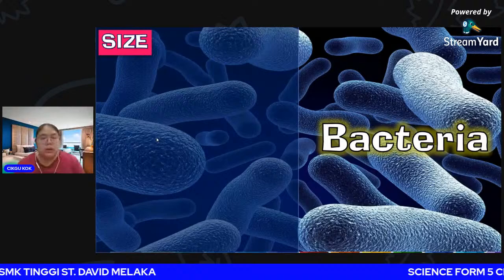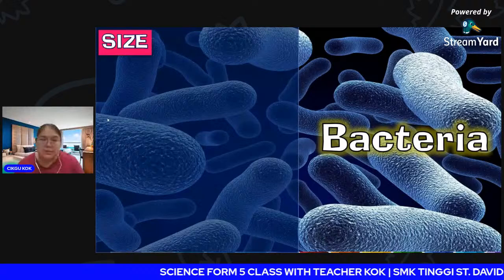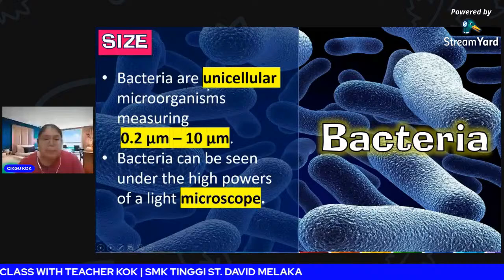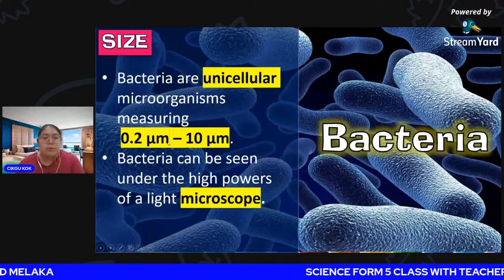Okay, five characteristics. First one, still the size. Let's see the size of the bacteria. Bacteria are unicellular microorganisms. The measure is 0.2 micrometer. Micro means negative 6, but it goes more, until 10 micrometers.